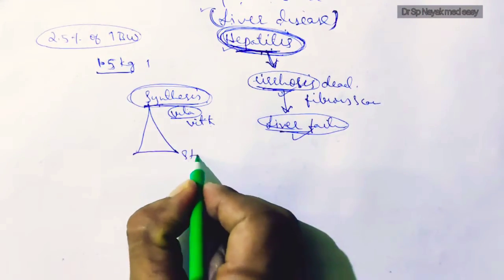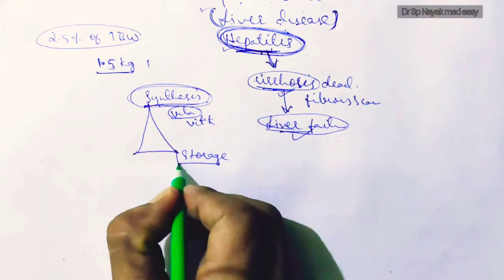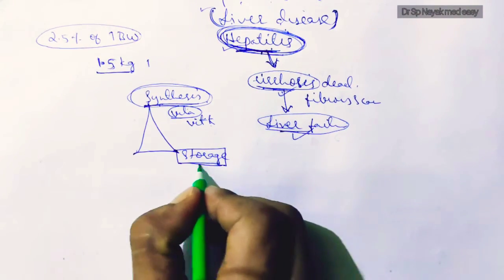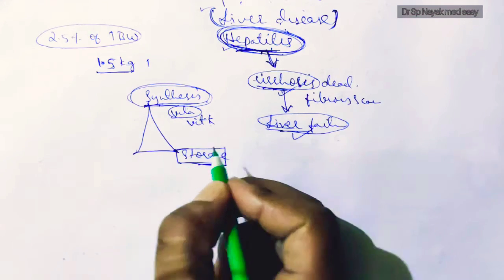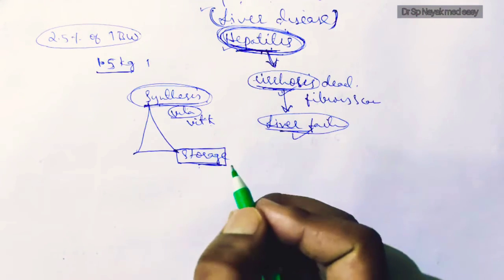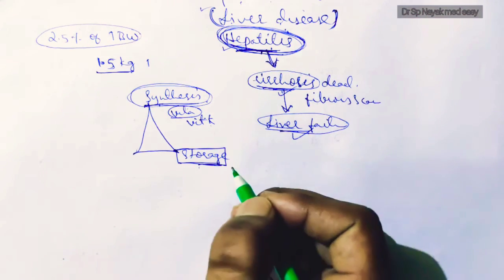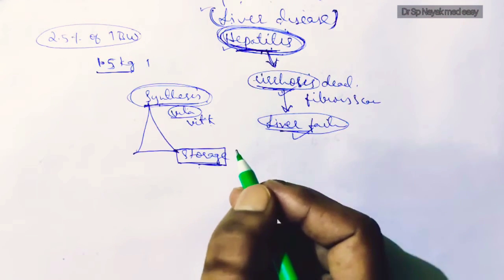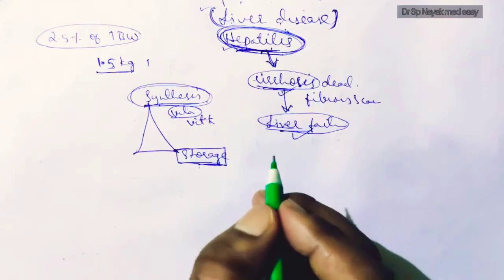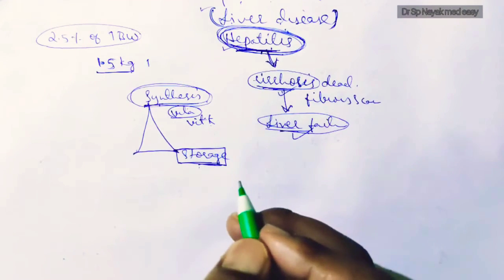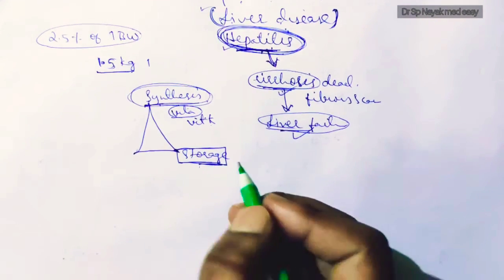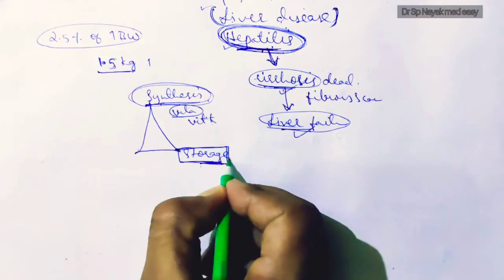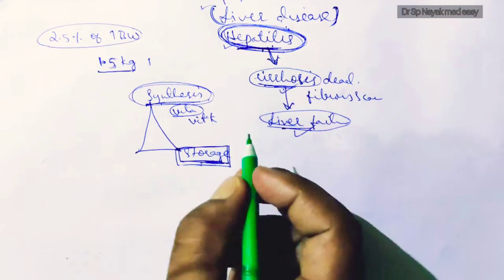The next function is storage function. The liver is a storage organ, and it stores all excess amounts of vitamins, proteins, and carbohydrates in the form of glycogen. It stores almost all the nutritious items which are essential for the body in the required positions. So storage function is a very important function of the liver.